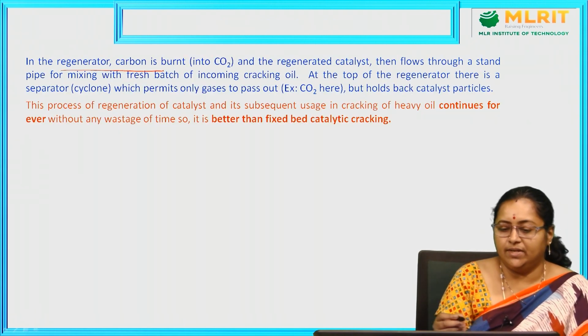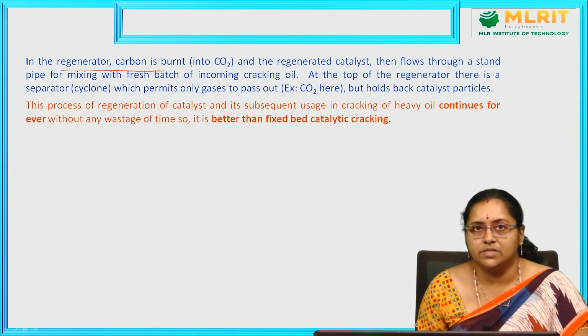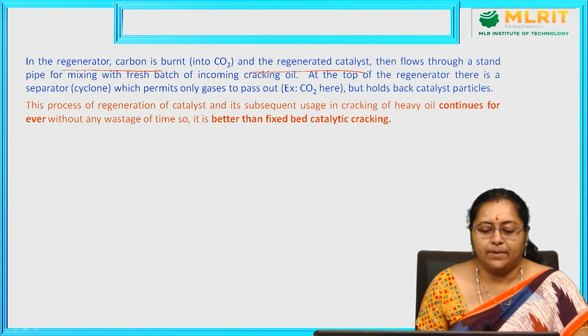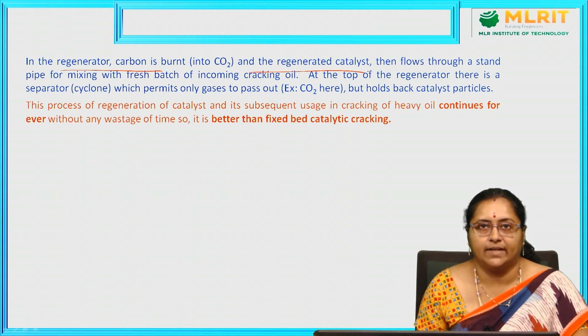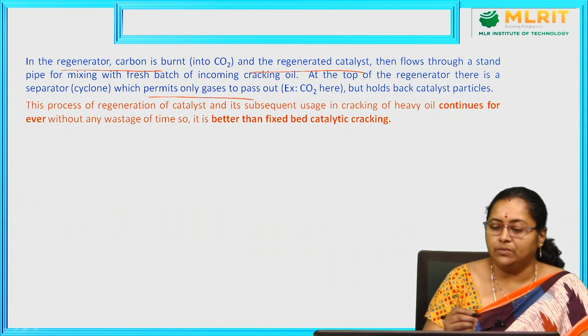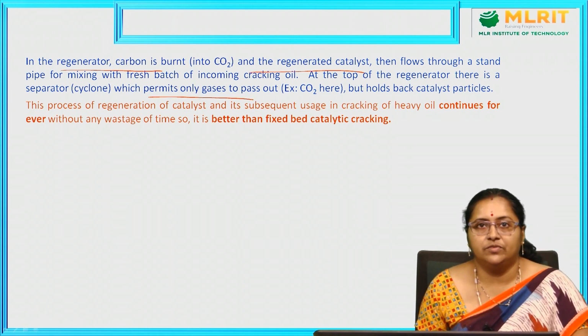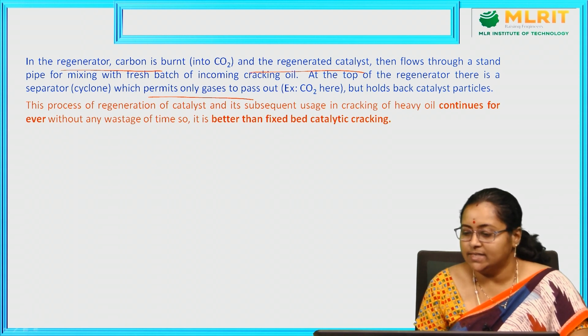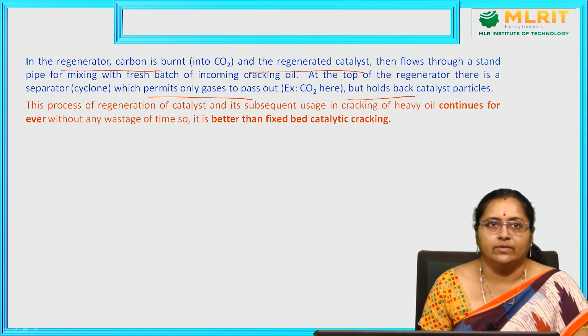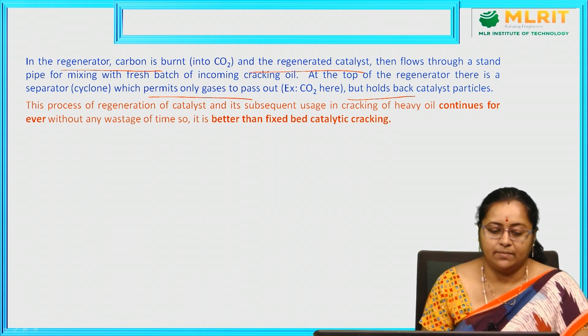In this regenerator, the carbon is burnt into CO2, and then the regenerated catalyst flows through the standpipe for mixing with a fresh batch of cracking oil. At the top of that regenerator there is one cyclone separator, which permits only the filtered gases, that is CO2-like gases, and holds back the catalyst particles, so that the cracking process can run smoothly.